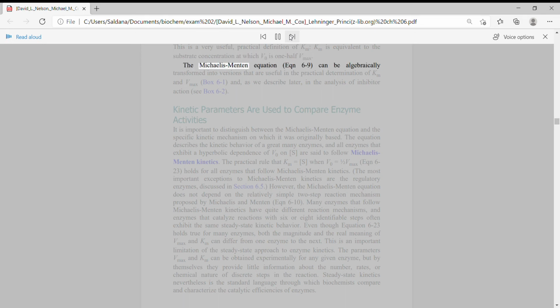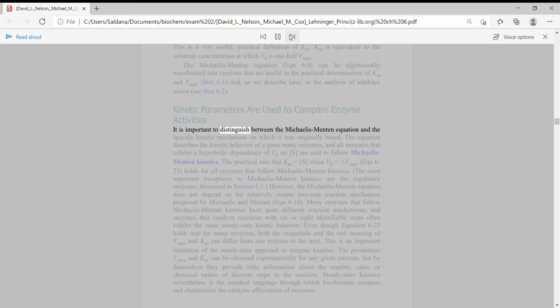The Michaelis-Menten equation, Eq. 6-9, can be algebraically transformed into versions that are useful in the practical determination of Km and Vmax, Box 6-1, and, as we describe later, in the analysis of inhibitor action, see Box 6-2. Kinetic parameters are used to compare enzyme activities.